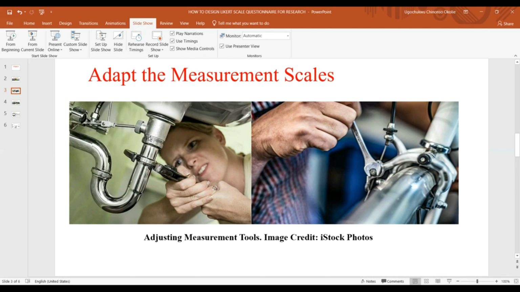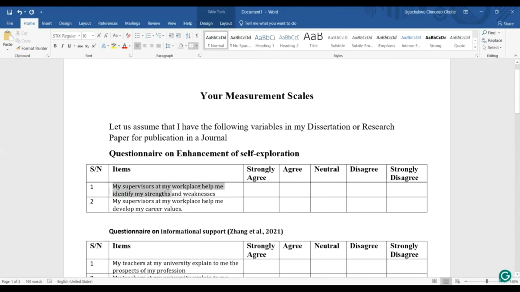It's not enough. When you develop your own item statements, you see undergraduate students or postgraduate students running to lecturers to say, oh, can you help me to validate the measurement scale that I have developed? So what can the lecturer do? The lecturer will probably look at the words. Let's say, okay, my supervisors at my workplace help me identify my strengths and weaknesses. Assuming that this item statement here contains errors in English language or contains unclear terms, they can help you to correct the English word.